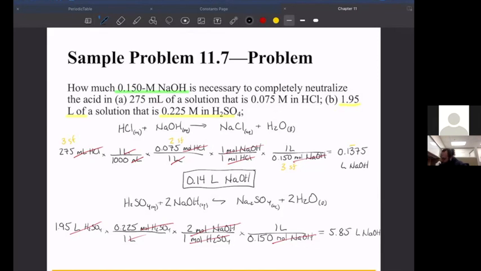And then sig figs actually already work themselves out. I have 3 sig figs for this number, 3 sig figs in this concentration, and 3 in this concentration. So that's correct as I've written it. So 5.85 liters of that sodium hydroxide solution would be necessary.